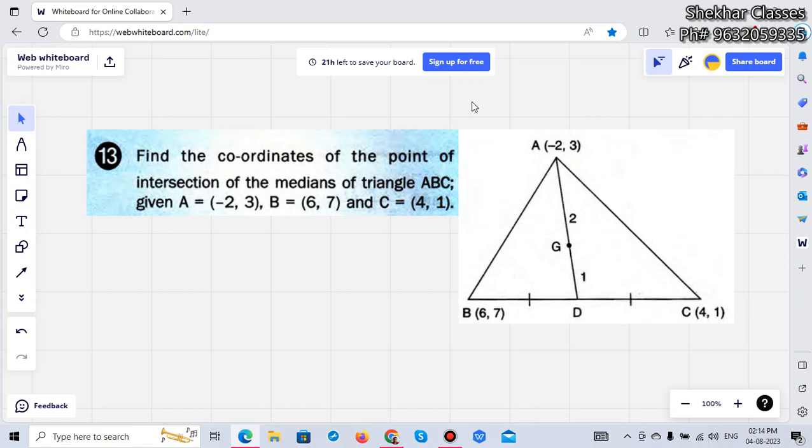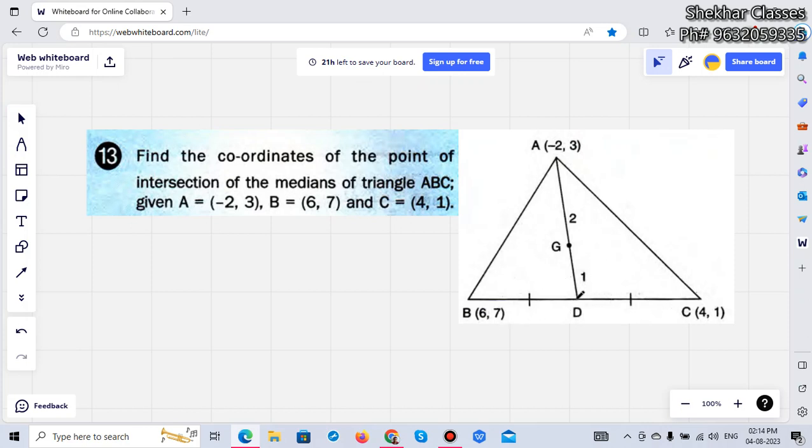Find the coordinates of the point of intersection of the medians of triangle ABC. Given A coordinate, B coordinate, C coordinate is given in the question. See, this is A, this is B, this is C. What is a median? Median is a line joining from opposite vertex to a base.